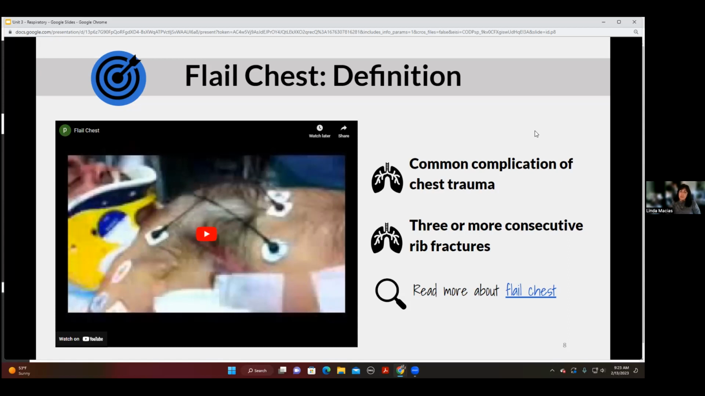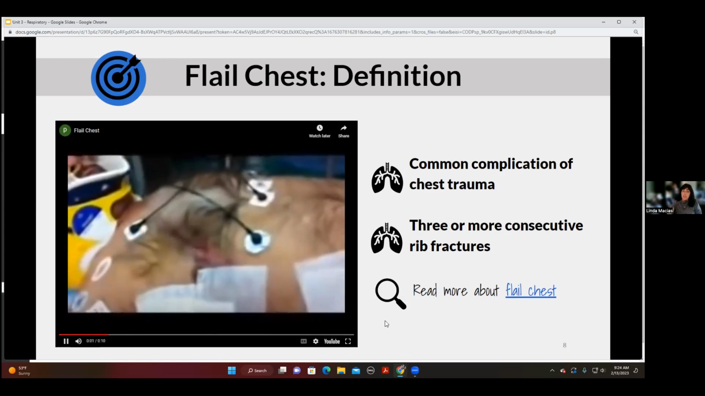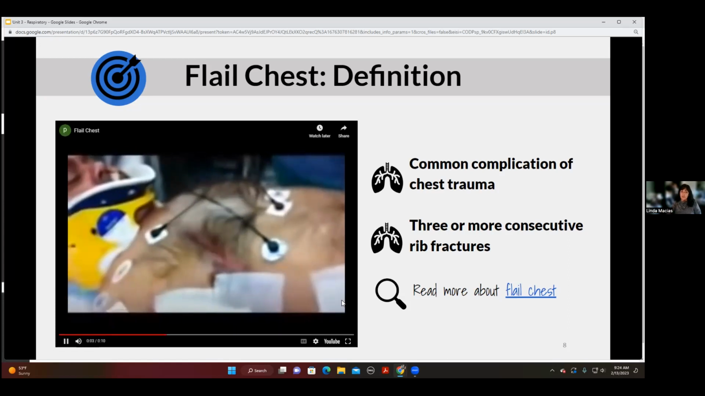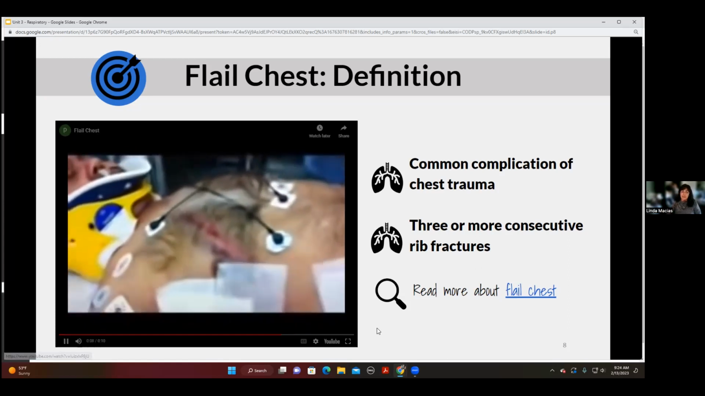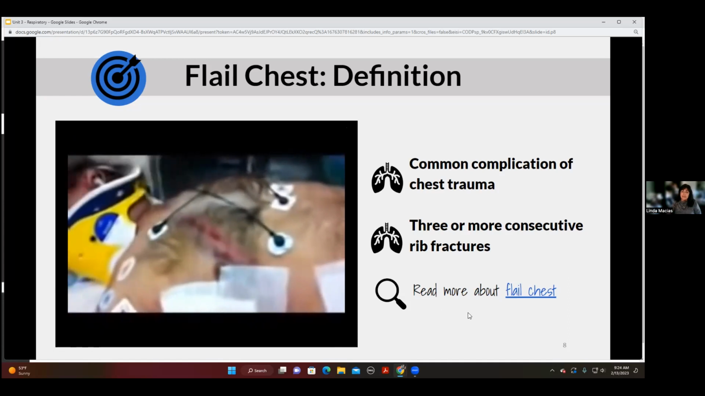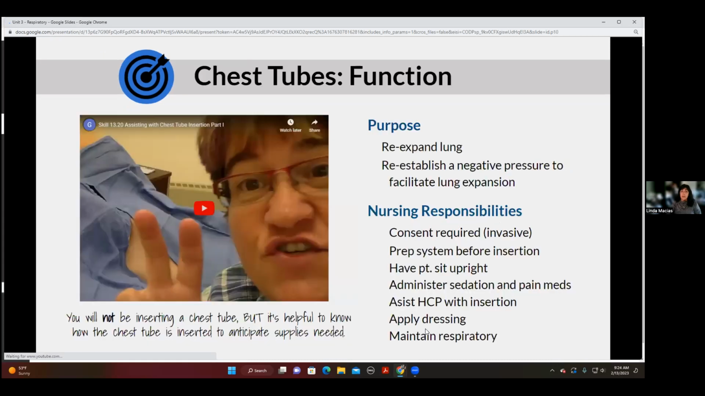This flail chest is another common complication of trauma. It involves three or more consecutive rib fractures, which I think you can see, but it just goes in and out, in and out. That's a definite flail chest because the fractured ribs are not supporting the chest wall. That's a pretty scary one.